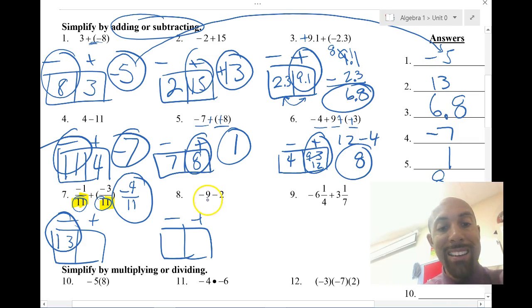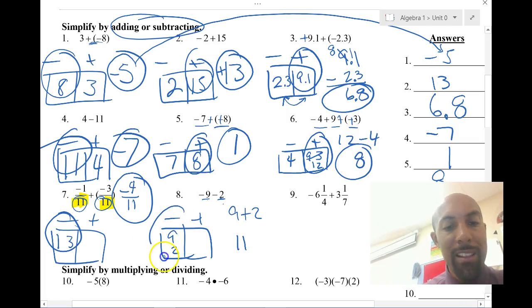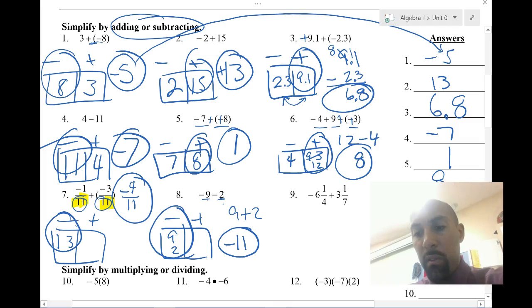Okay, now 9 is negative, 2 is negative. Okay, same box, plus. You're going to add the 2. 9 plus 2, 11. But then the bigger box is the negative, so minus 11. And don't forget, let's put our answers over here. Minus 11, and then the last one was negative 4 over 11.